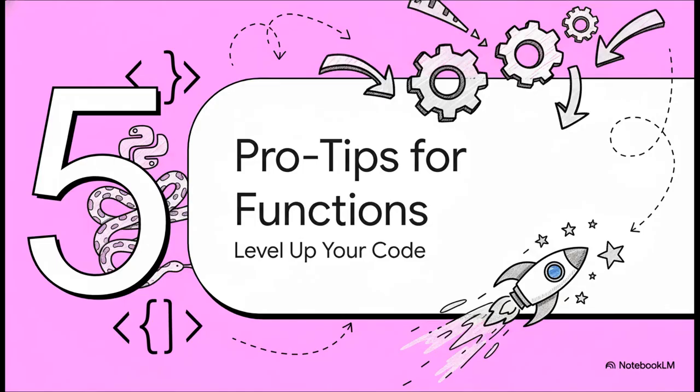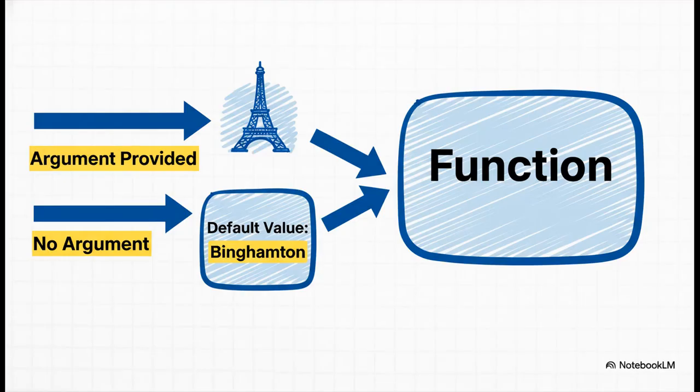All right, once you've got the hang of defining, calling, and returning, you can start using a few pro tips to make your functions even more powerful and easier to read. Let's level up. Here's a really neat trick, setting a default value for a parameter. In this example, we've set city to automatically be Binghamton. What that means is, if we call the function and only give it a name, like we did with Alex, Python will just use the default city. This makes that city parameter totally optional, which is super convenient.